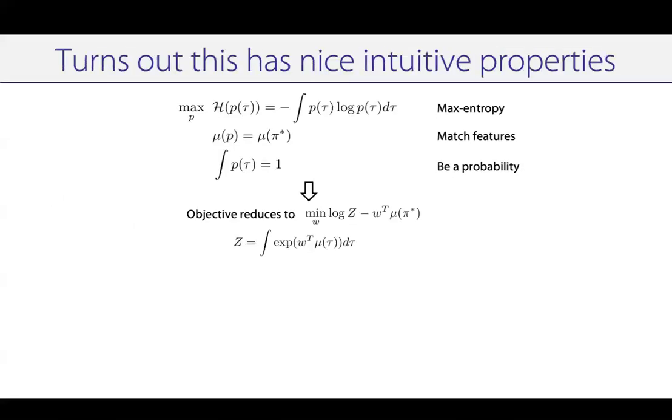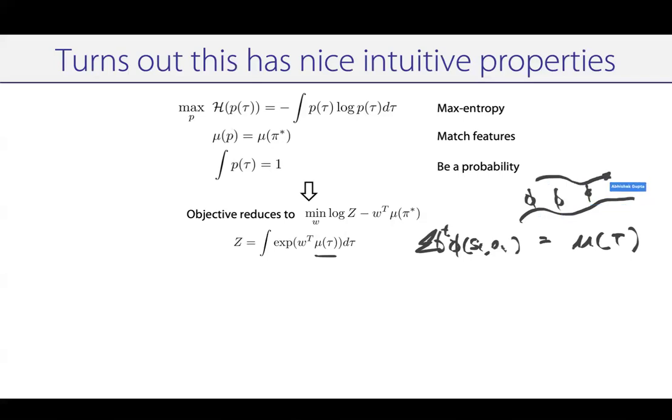And so what the resulting objective looked like was something like this, where your objective is min log z minus W transpose mu pi star, where z is the integral of exp W transpose mu tau, where mu tau is essentially just the sum of discounted features along a trajectory. So this is going to be mu tau. You take a trajectory, you take the features, you sum it up along that trajectory, that's mu tau.